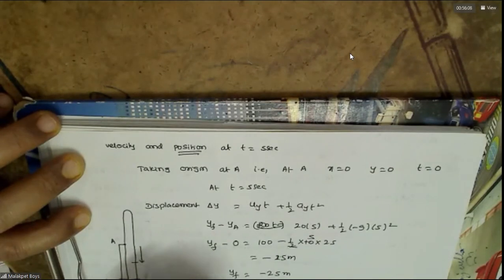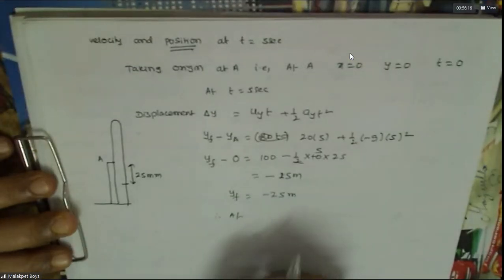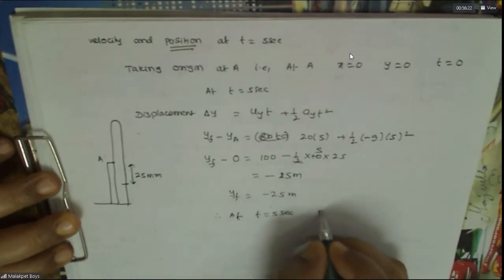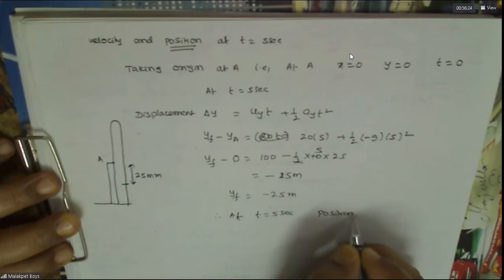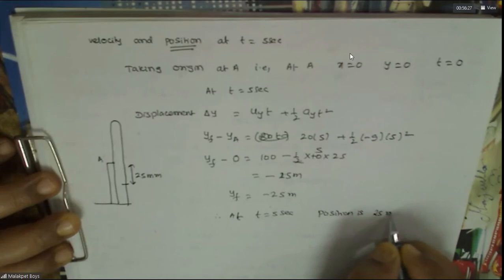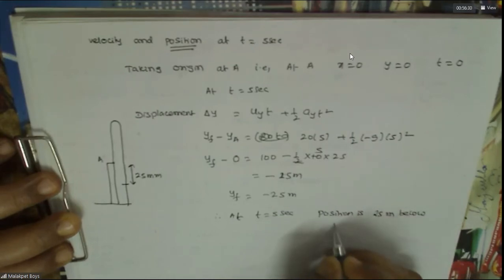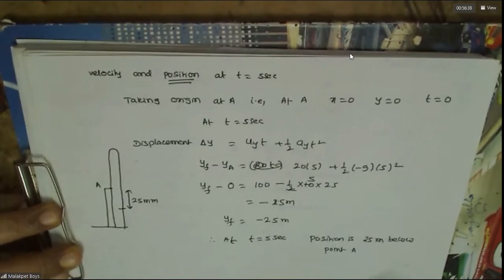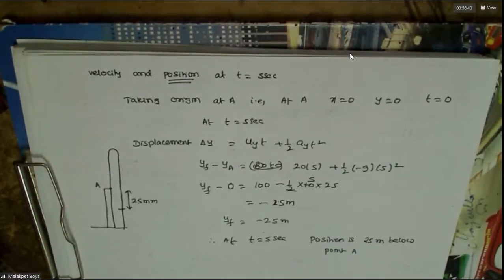At t equals 5 seconds, the position is 25 meters below point A. You have to think like that. Simply substituting formulas, you won't get anything. It is a waste of time.